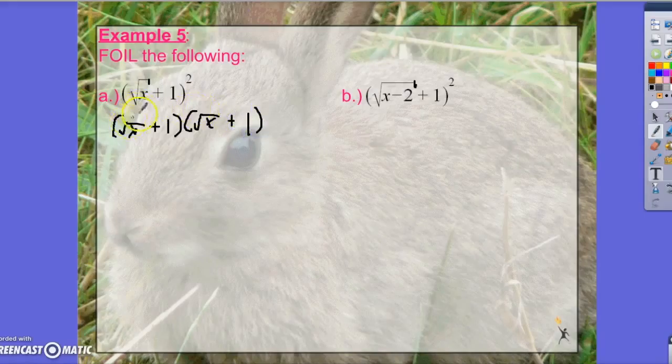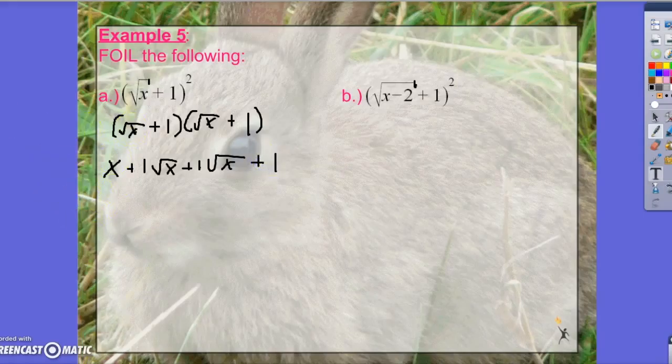All right, first, square root of x times square root of x. Remember, square root of x times square root of x, it's the same thing. You get square root of x squared, or just x. All right. Outer plus 1 root of x. Inner plus 1 root of x. Last, 1 times 1 is positive 1.